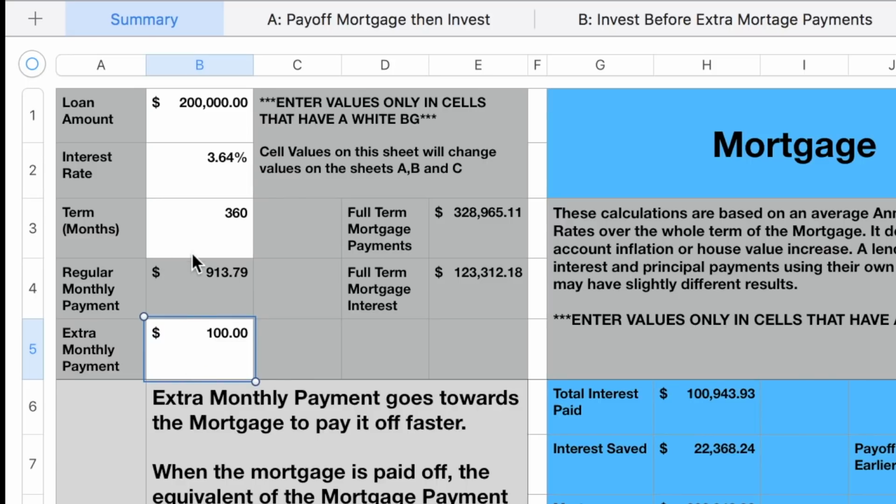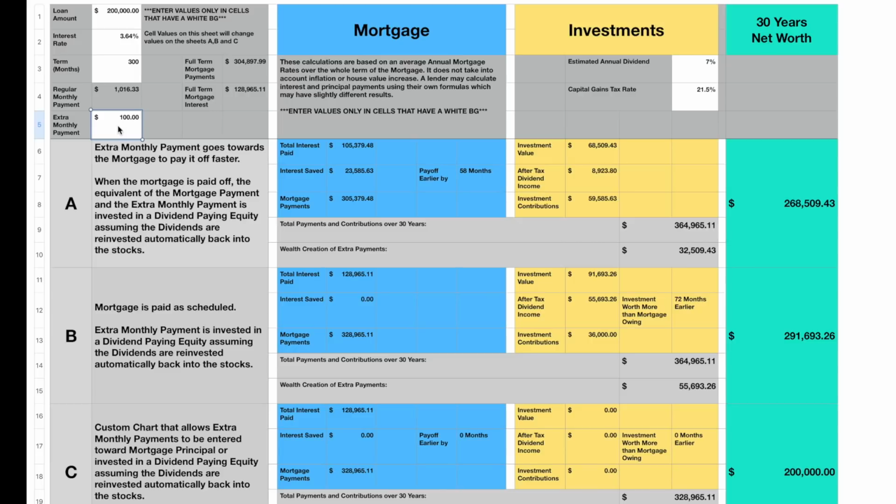If I had a 25-year mortgage, I would put in 300 months here instead of 360, and that would change it as well. Now, the extra payment, we can put it at 0 to see what happens. If we make no extra payments, the full-term mortgage is going to be $304,897. There are 3 different scenarios proposed in this chart.